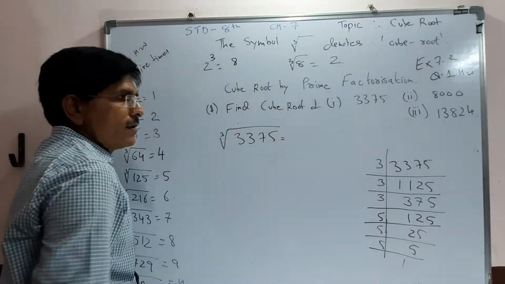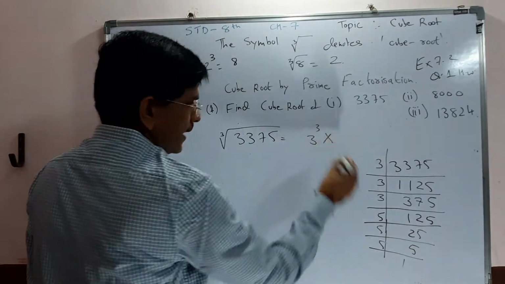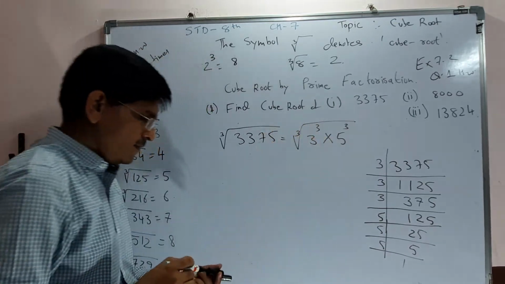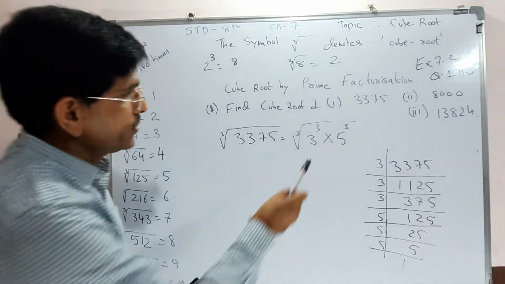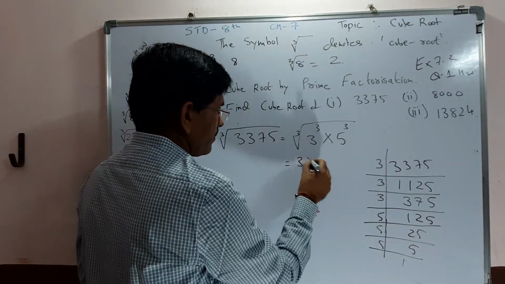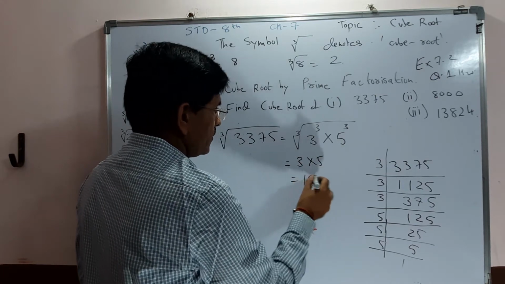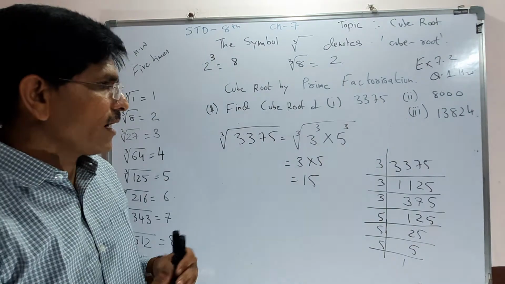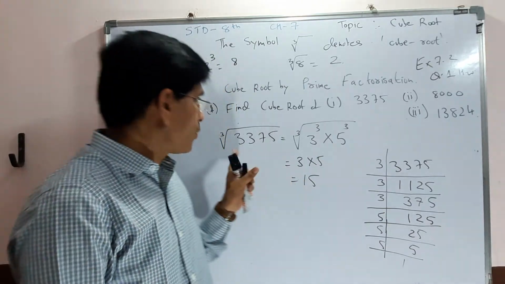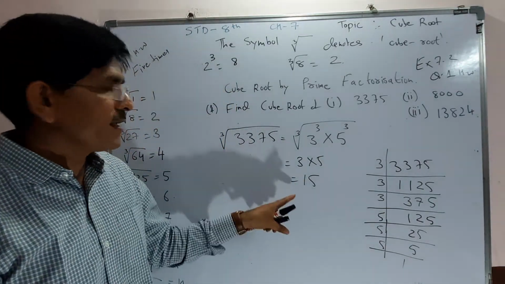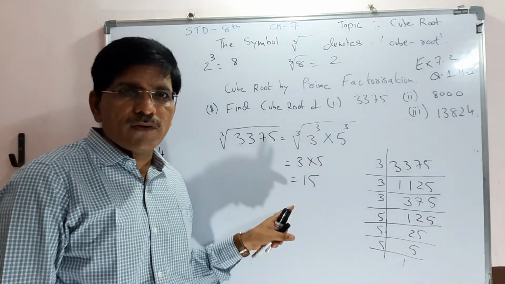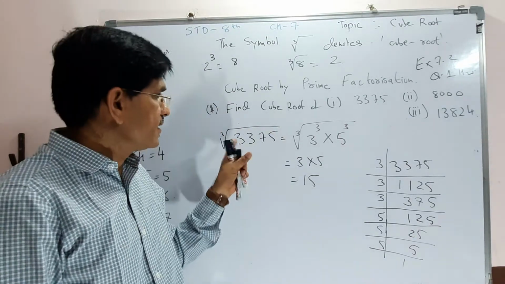Cube root of that is 3 to the power 3 and 5 to the power 3, and cube root sign we have to write. Now 3 to the power 3, 5 to the power 3, what we have to do? That is 3 multiplied by 5 that is 15. So cube root of 3375 is 15. Cube of 15 is 3375.